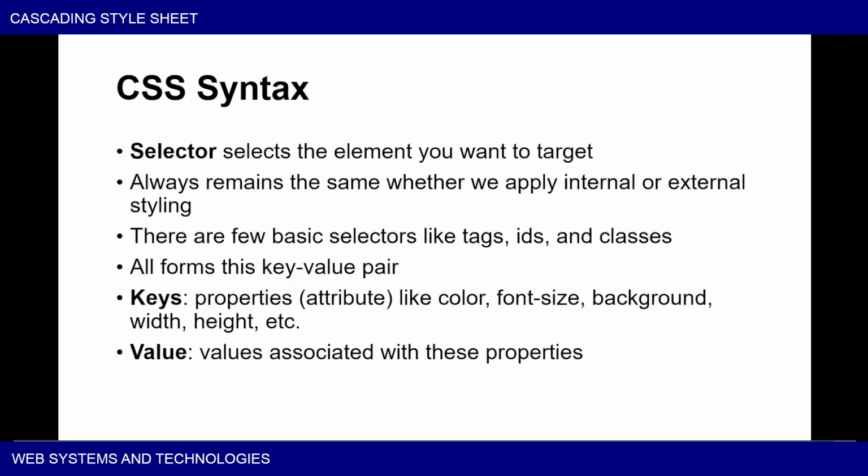Okay. So yeah, keys are properties or attributes like color, font size, background, width, and height, etc. And values are values associated with these properties. Let's say, for example, for font size, you'd like to have 18 pixels or 18 pt, then you can use that.